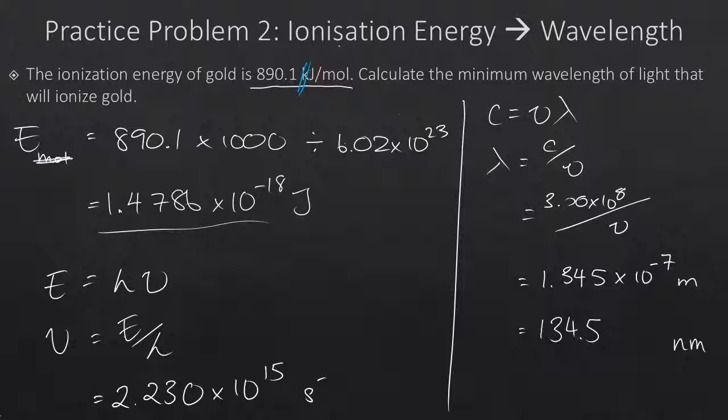Now let's do another sig fig check. So h is only given to 3 sig figs, as is our speed of light. So our final answer has to be to 3 sig figs. So that's 135 nanometers.